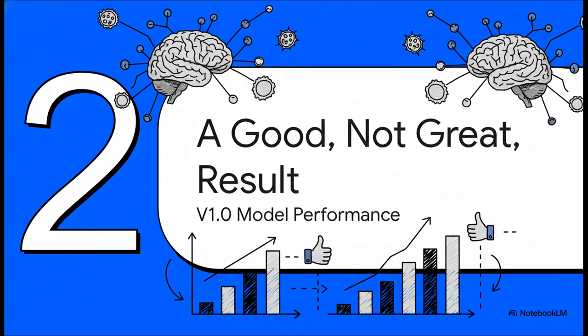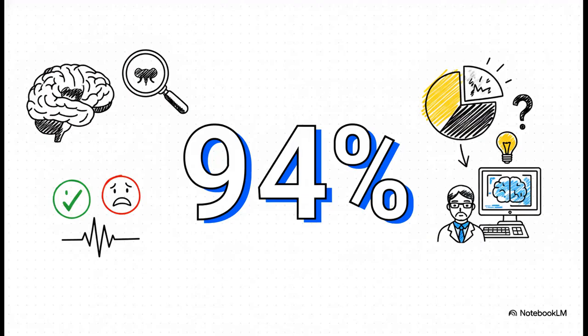Let's check out the results from our first model. 94%. Now, on the surface, that sounds incredible. And hey, don't get me wrong, it is a really strong result. It's getting it right 94 times out of 100 on images it's never even seen before. But in medicine, that last 6%, that's where the stakes get incredibly high. We've got to dig into where it's going wrong.